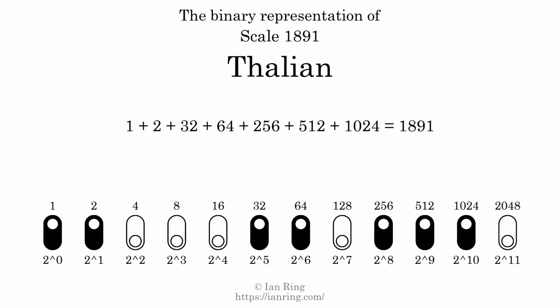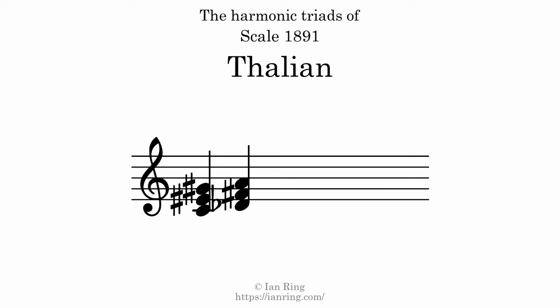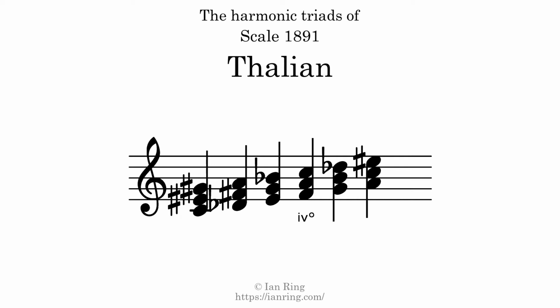1891. The scale number not only enumerates the scale with a unique index, but it also literally describes the tonal content of the scale. Represented as a binary number in base 2, the scale number is 0111011000011. Here are the harmonic triads present in this scale. Unnamed, unnamed, unnamed, diminished, unnamed, unnamed, unnamed.